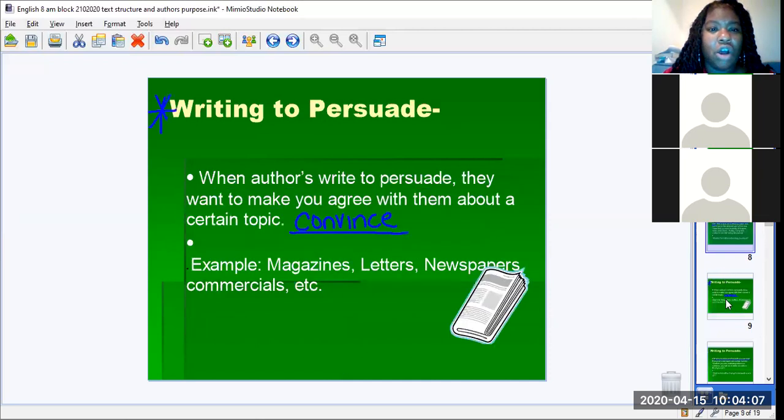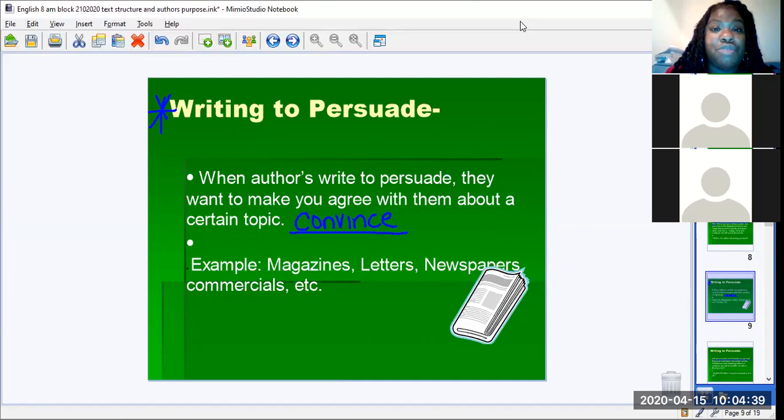All right, next slide. Writing to persuade. Now, this one is going to be important simply because this is the type of essay that you're going to be writing on your English GED exam. When an author writes to persuade, they want to make you agree with them about a certain topic or to convince. Okay. Examples include magazines, letters, newspapers, and commercials.